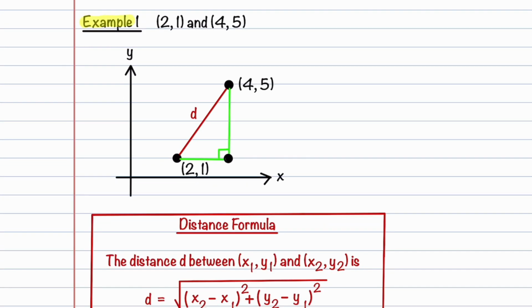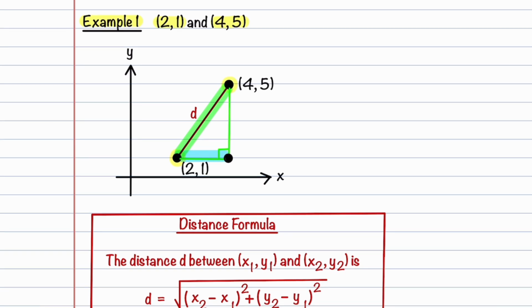In this example, we're going to find the distance between the point 2,1 and the point 4,5. This length is the distance between those 2 points. The distance between these 2 points can be calculated using the distance formula, which is derived from the Pythagorean Theorem. Let's see how this works for this example. We'll begin by calculating the lengths of the 2 legs of this triangle.